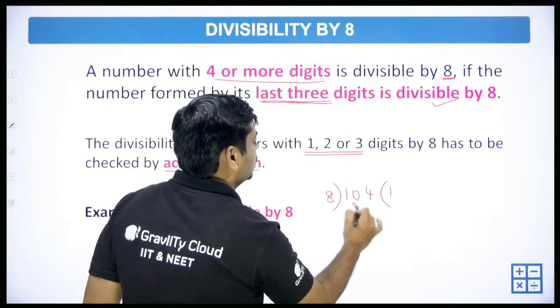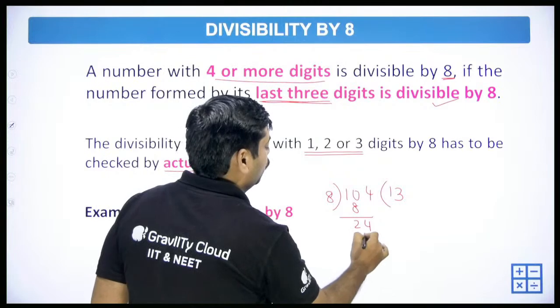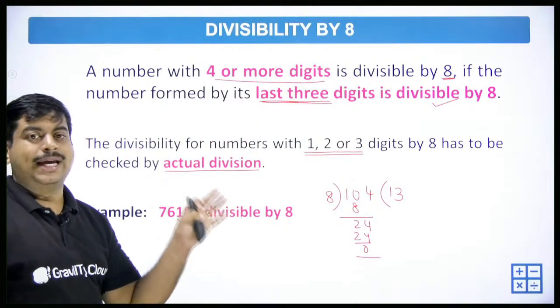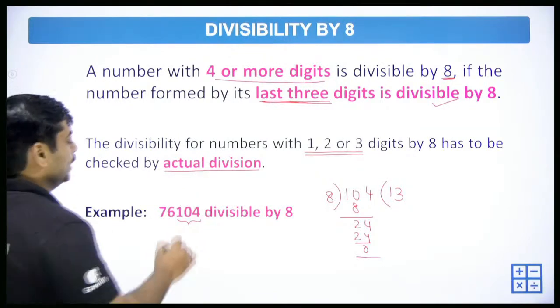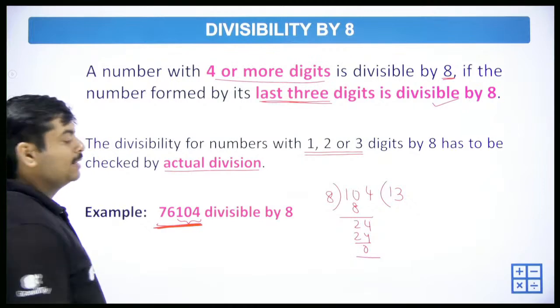So the least number you can go with is 104 with the 0. You can keep 8 0 here. You can see the threes are 24, so yes, I can say that 104 is divisible by 8. Yes, it is. So the complete least number that can be framed here is 76104. The complete number is divisible by 3.